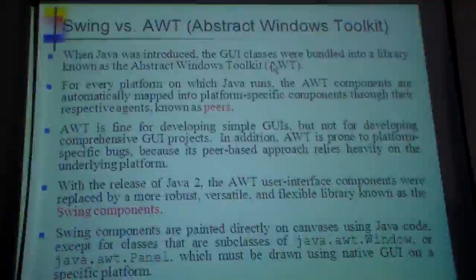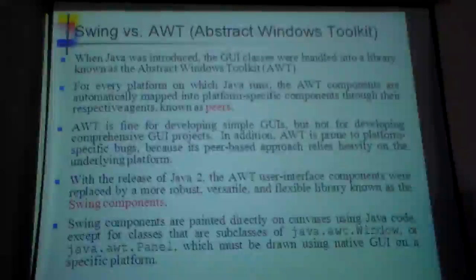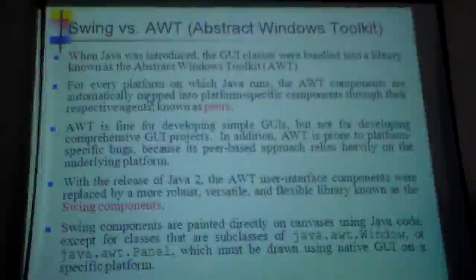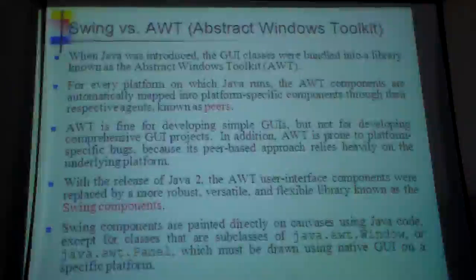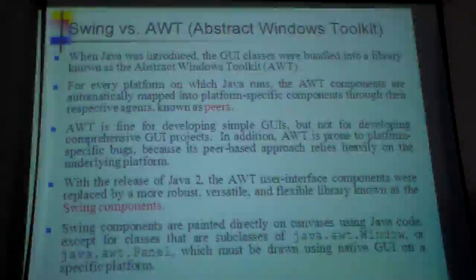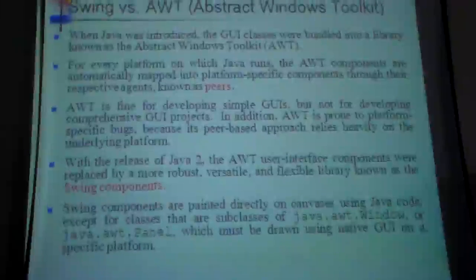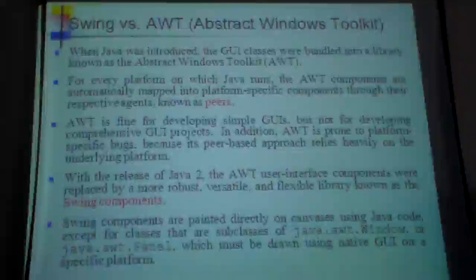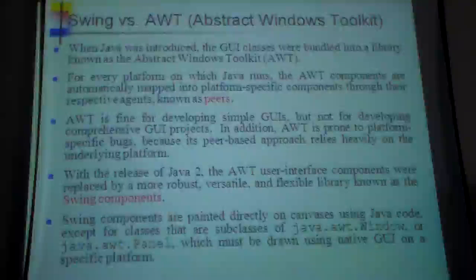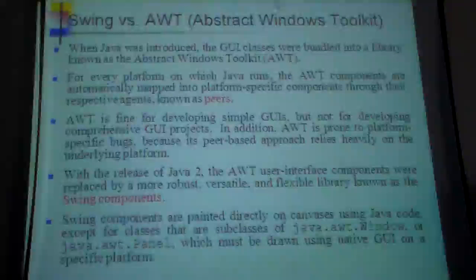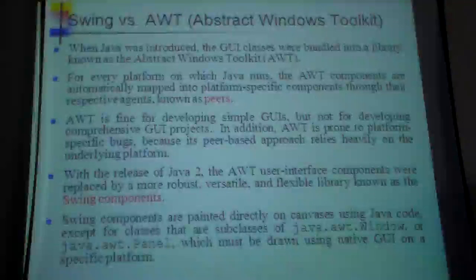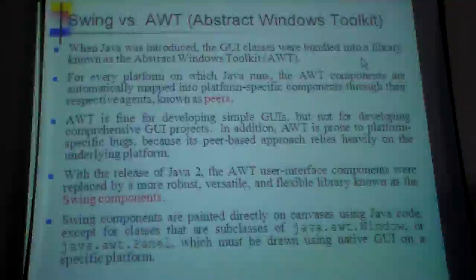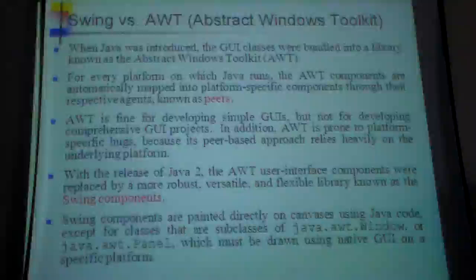We can see what is the difference between Swing and AWT. As we say, when Java was introduced, at the beginning of Java, the graphic user interface was bundled into the library AWT, which is the Abstract Windows Toolkit. So the graphic user interface at the beginning was in this package, and they call this package AWT.